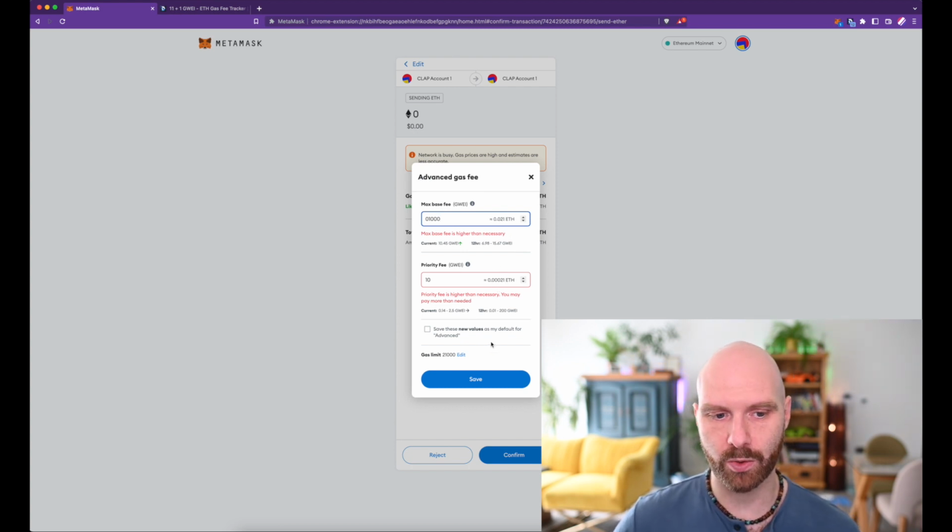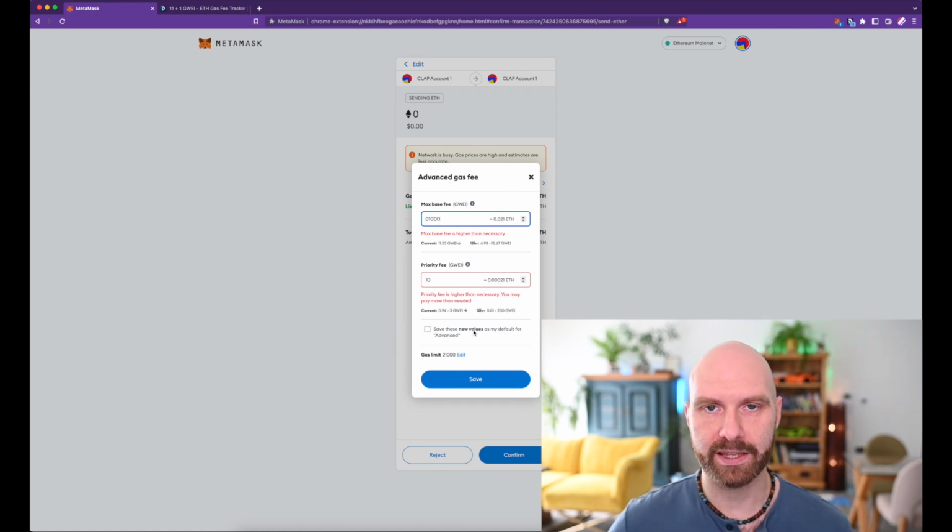So for example, it may cost you 100,000 units of gas or 200,000 units of gas. So 5 or 10 times more than simply sending ETH between two different wallets. So you would have to multiply this by 5 or by 10. For example, it would be 0.1 or 0.2 ETH to do this transaction using those particular gas settings.